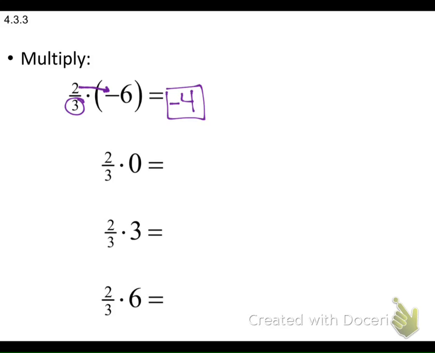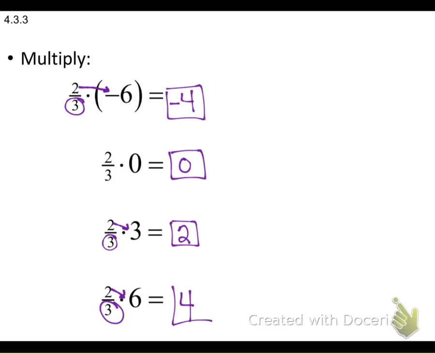So then you go to your second one. 2/3 times 0 is anything. Yeah, times 0 is 0. Go to your next one. 2/3 times 3. So you take your numerator times your whole number. So 2 times 3, and then 6 divided by 3 is 2. And then the last one, 2/3 times 6. So 2 times 6, 12 divided by 3, positive 4.